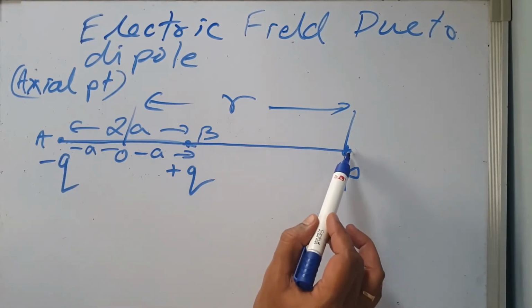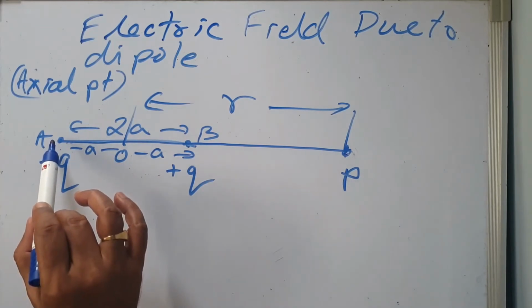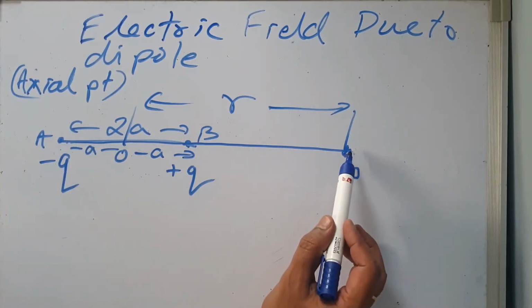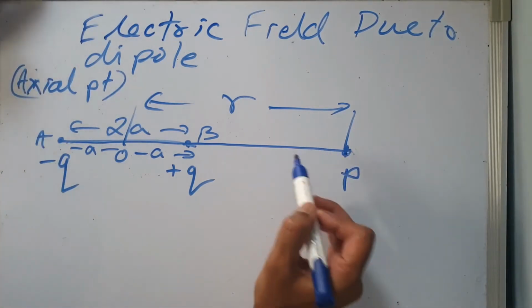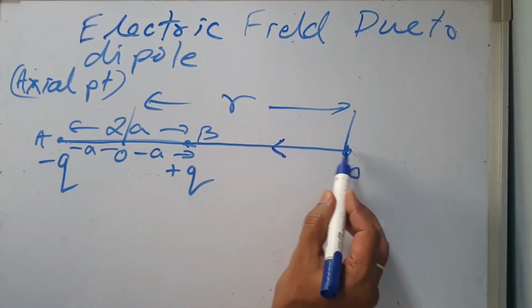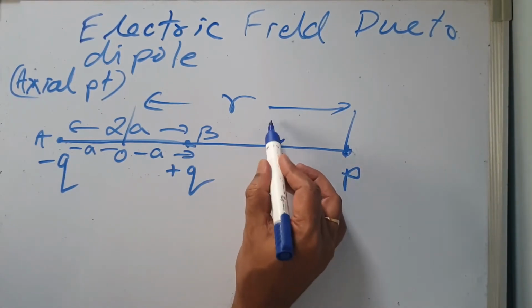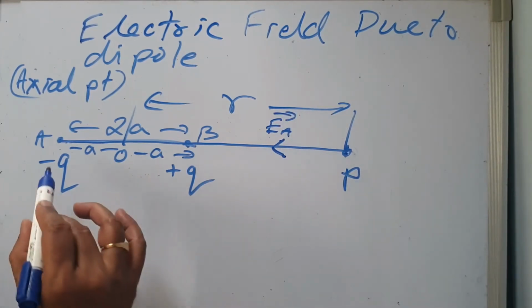What is the electric field intensity at this point due to the charge at A? In what direction will it be? I place a positive test charge here. This negative charge will attract it. So, attraction means it will be coming towards the left. Therefore, this represents the intensity of electric field at point P due to the charge at A.